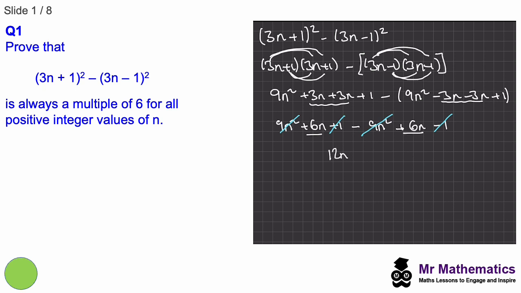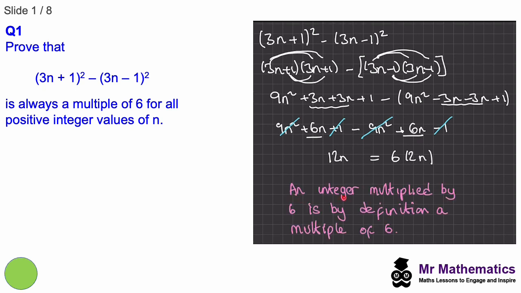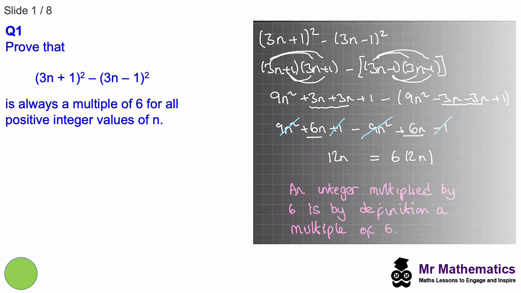And to prove that this is a multiple of 6, we can pull out the 6, and we're left with 6 lots of 2n. So now we need to state that an integer multiplied by 6 is by definition a multiple of 6. So we need a final written statement to back up our algebra.